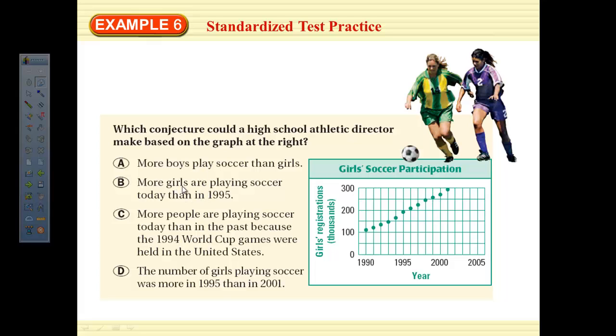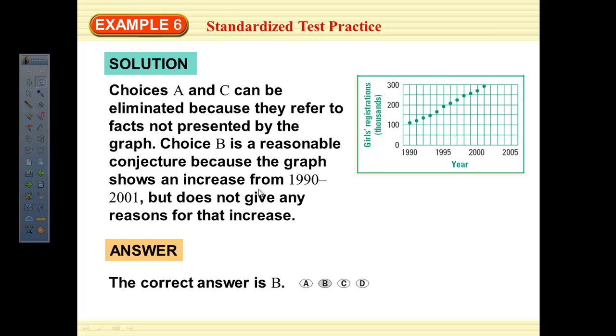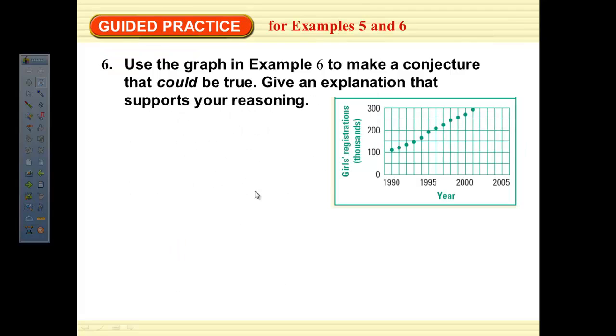So our answer, the best answer here would be that more girls are playing soccer today than in 1995. And as it says here, A and C are eliminated because the facts aren't presented in the graph. B is a good choice, and D was false. So the answer is B here.